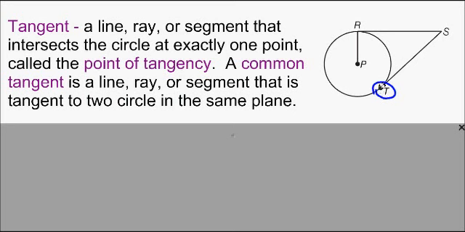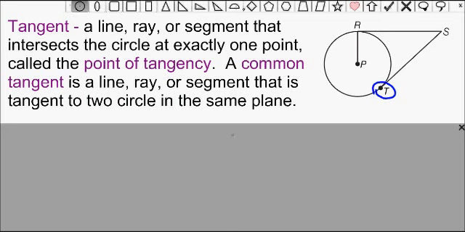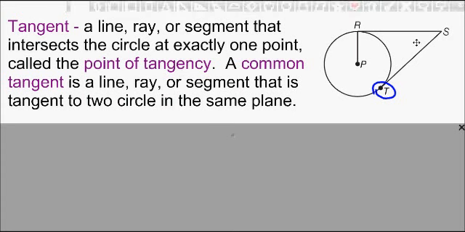A common tangent is a line, ray, or segment that is tangent to two circles in the same plane. So an example of that would be like right here. So on this circle, if I had another point, maybe I'll call it U, then tangent TS is also tangent to this circle at point U. Okay, so it touches it once.